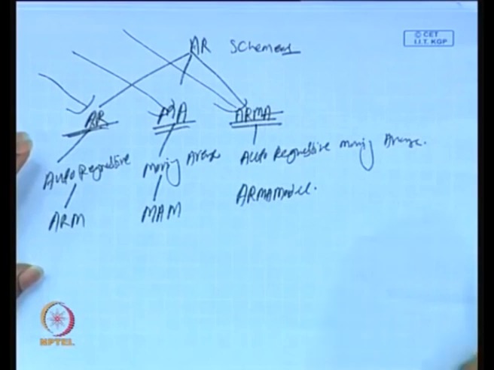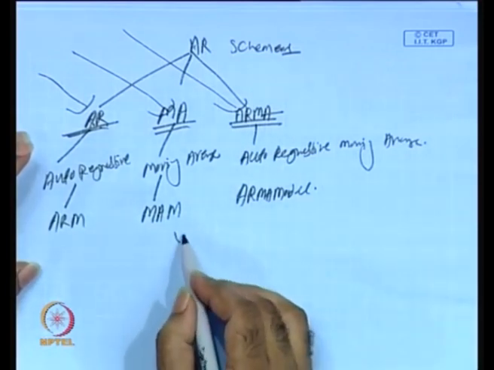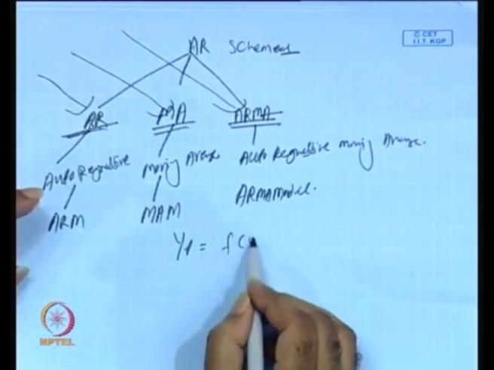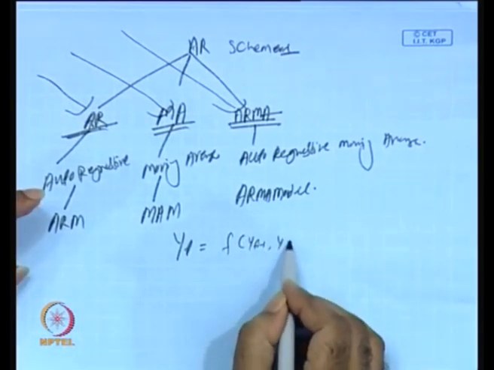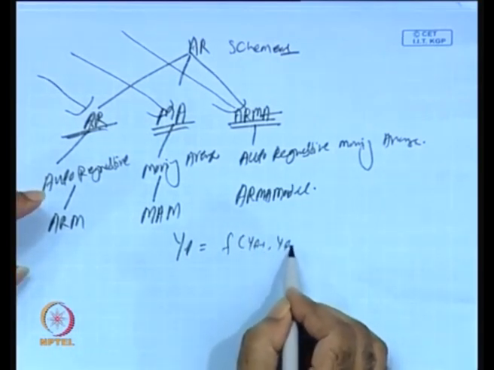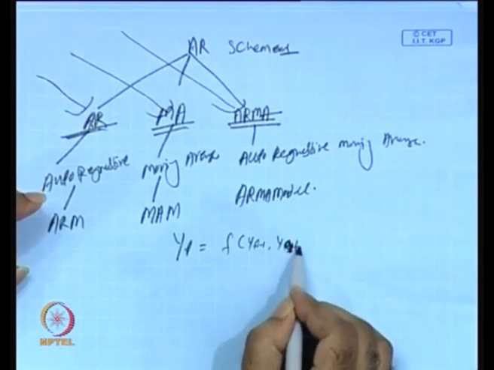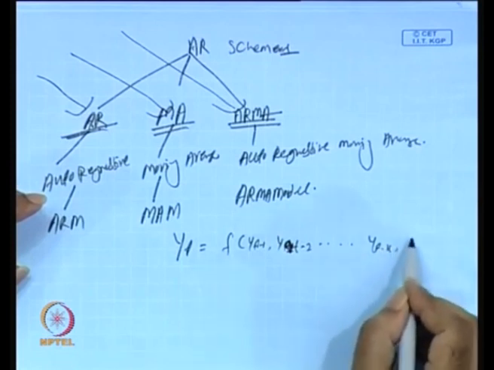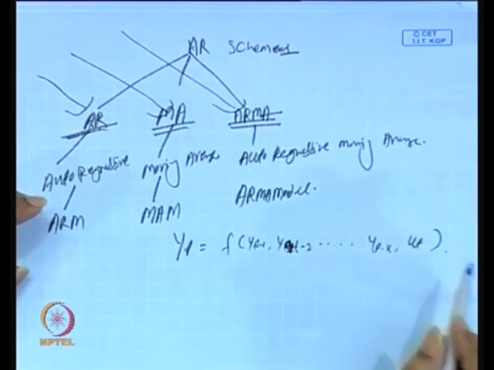Let us say y t is a function of y t minus 1, y t minus 2, and it will continue up to y t minus k, plus some error term u t. So, this is the simple model I will write.